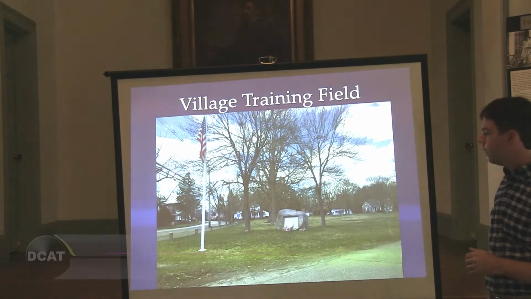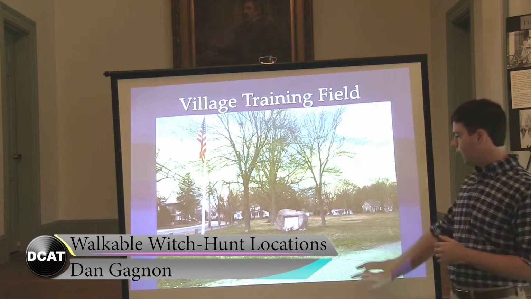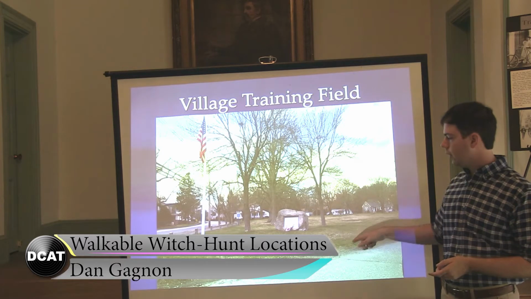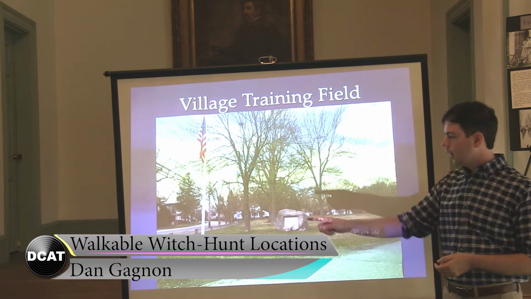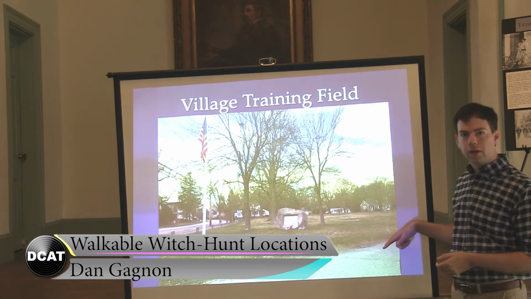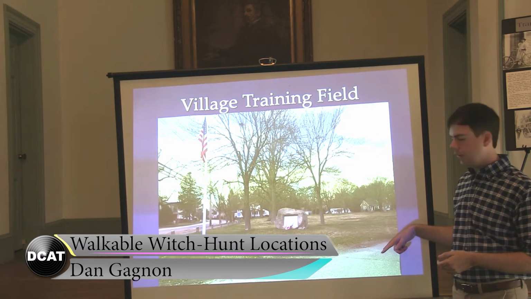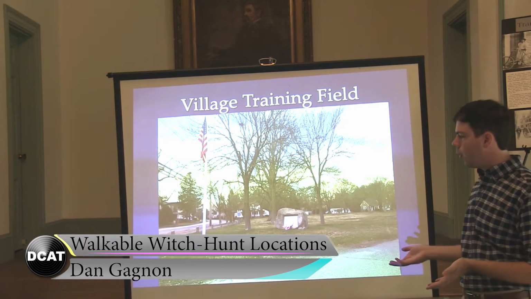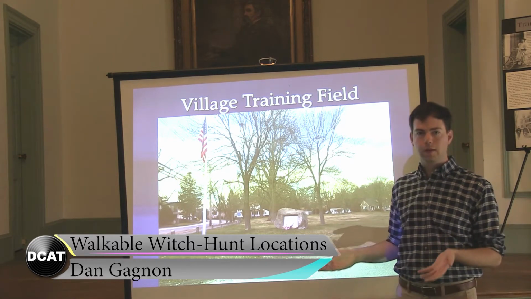So at the village training field, our first stop. The training field appears just a park today, a section of green grass surrounded by street on all four sides. On the left, the road is Center Street. On the right, this is Ingersoll Street leading into Glen Magna and the Endicott Park area. The village training field is really important as we talk about sites in Salem Village.